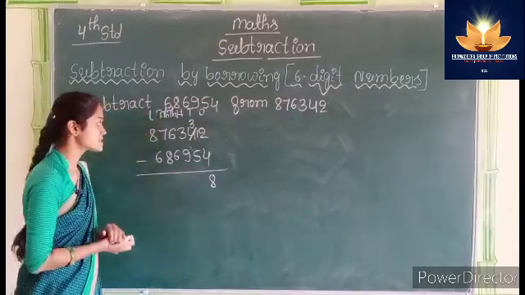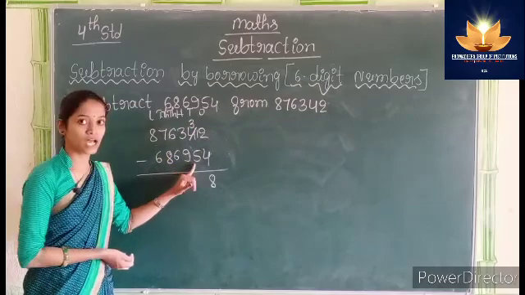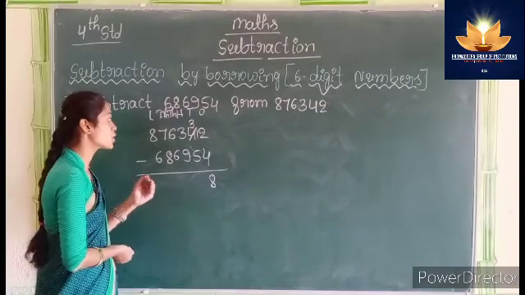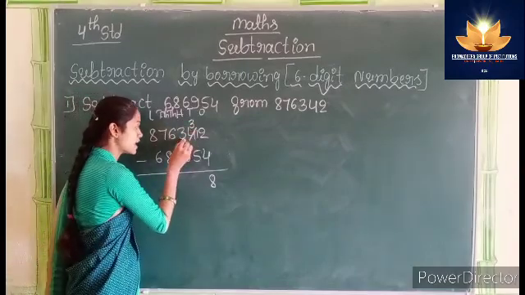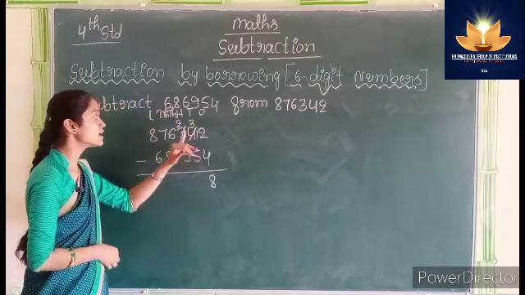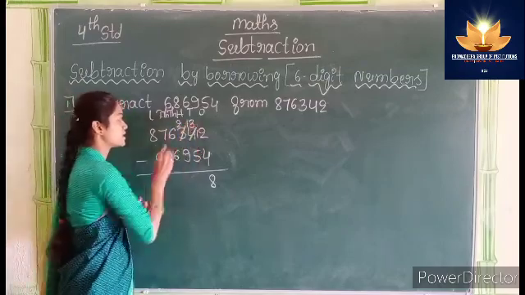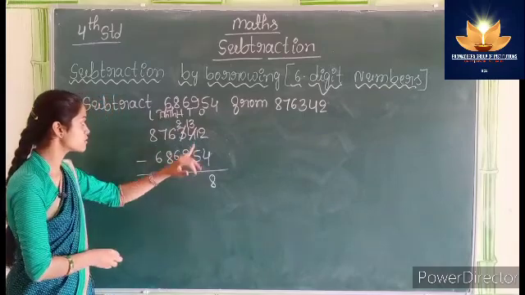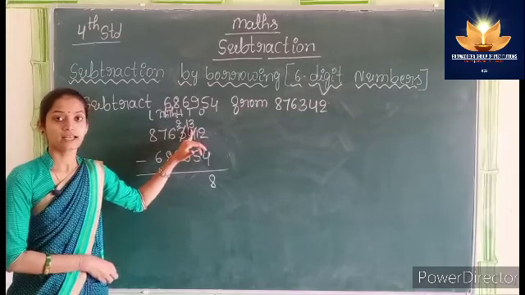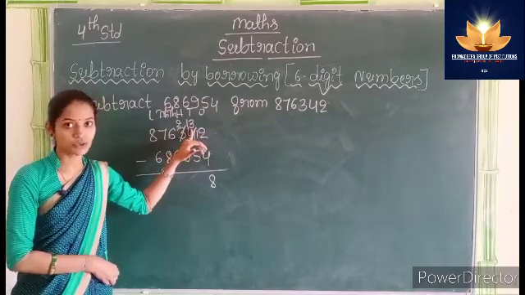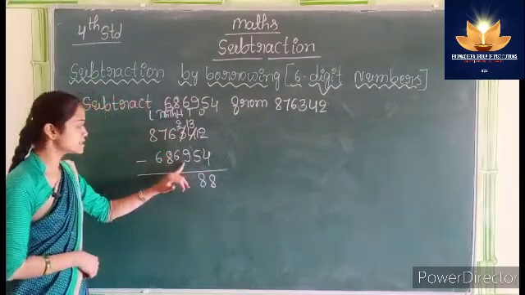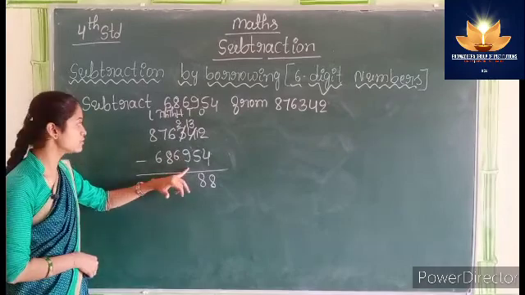Then tens place subtraction, 3 minus 5. We cannot subtract 5 from this 3 tens. That's why we have to borrow 100 from this 300. Then here we have left 2 hundreds and here 3 tens become 13 tens. Subtract this 5 tens from this 13 tens. 13 minus 5 that is 8 and that 8 should be written in this tens place. Then 2 minus 9, we cannot subtract 9 from this 2.